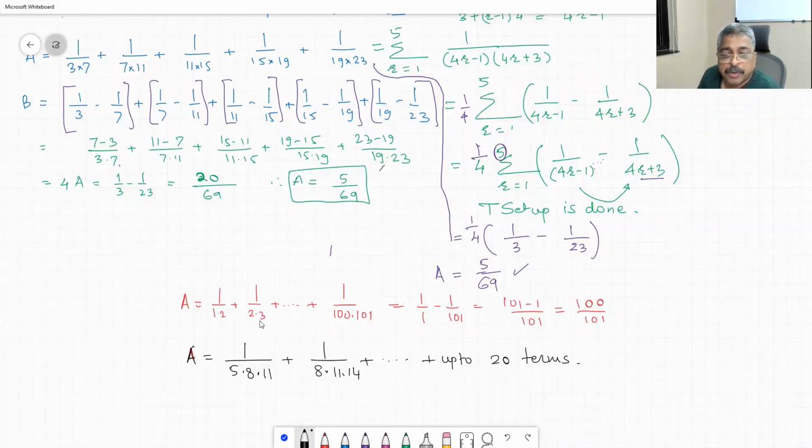Okay, the first problem which was given was easy. First term 1 upon 1, last term 1 upon 101. Simplify gets 100 upon 101. That is the answer for the earlier problem. New problem is 1 upon 5 into 8 into 11 plus 1 upon 8 into 11 into 14 plus dot dot up to 20 terms.